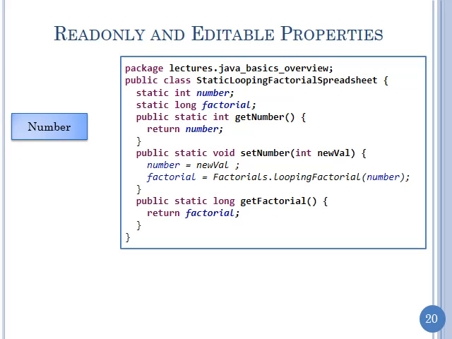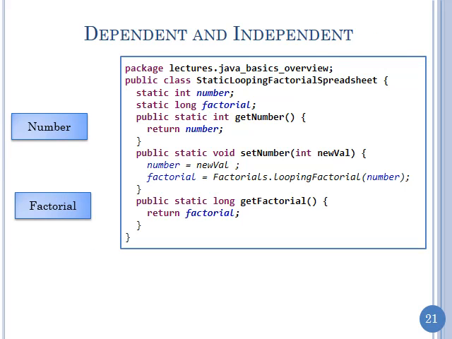Editable, because it has a setter, right? And factorial is a dependent property, and number is an independent property. Are all read-only properties dependent properties? No. getPi is not. Right? So that's a different classification.